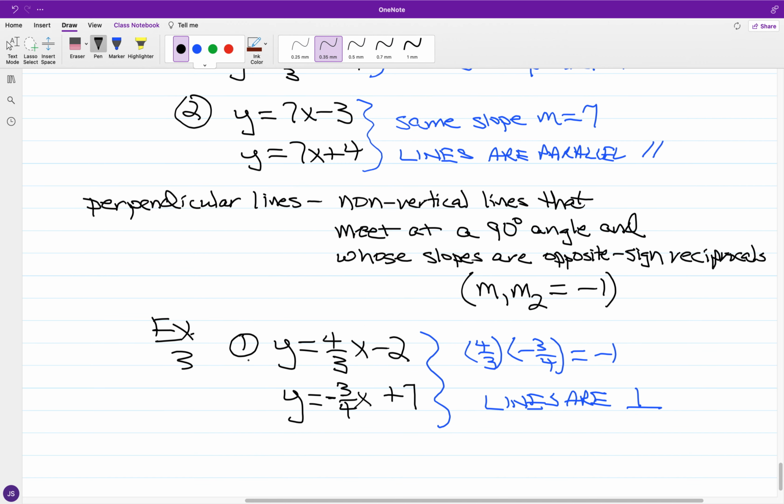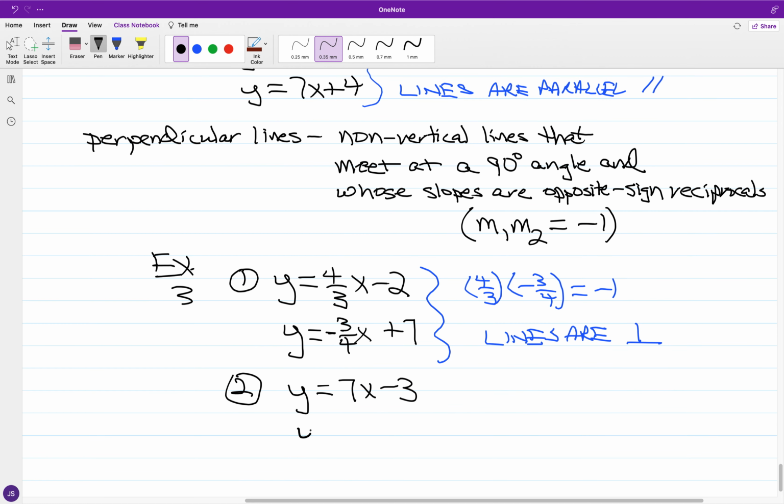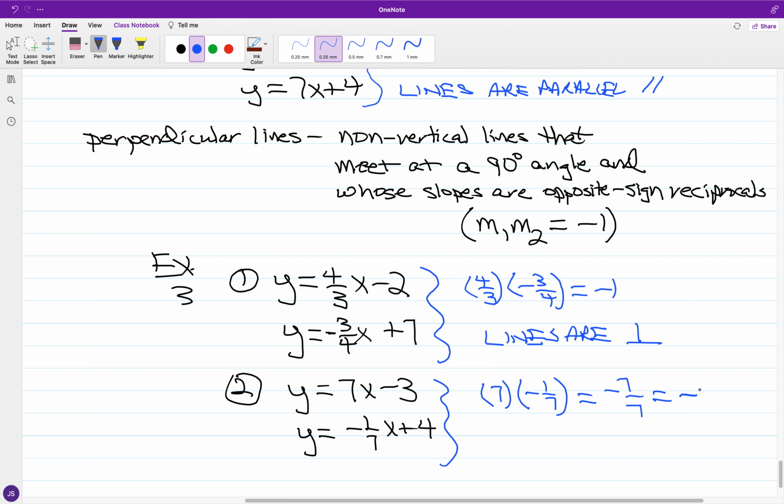And for this last one, we got y is equal to 7x minus 3. And if I take the opposite sign reciprocal of 7, this is going to be -1/7. So -1/7 of x plus 4. Again, with the slopes, we got 7 times -1/7, so that's -7/7, which is also -1. And so these lines are also perpendicular.